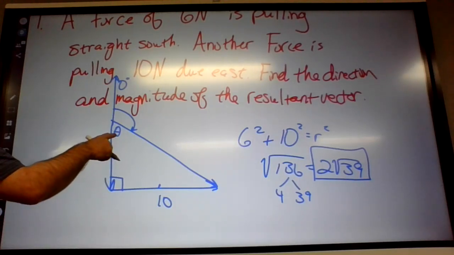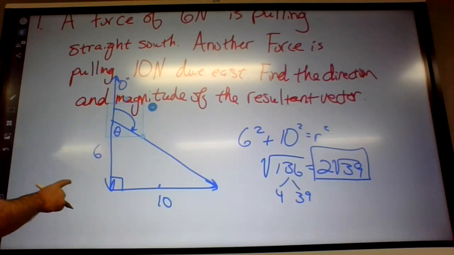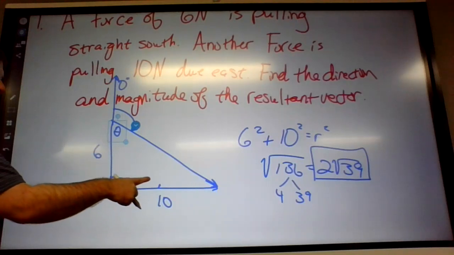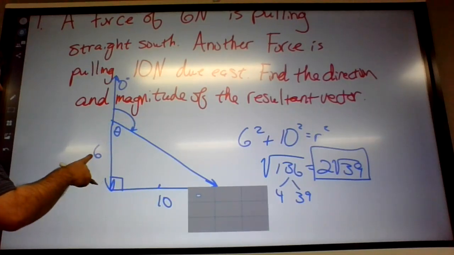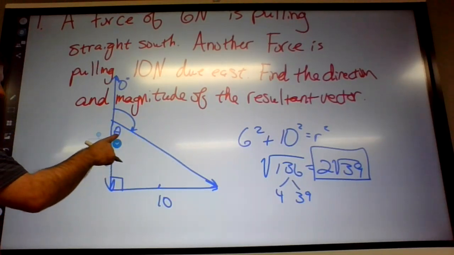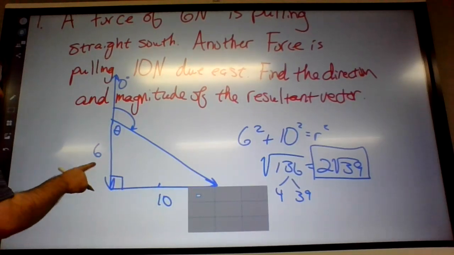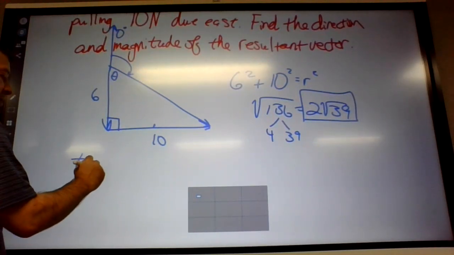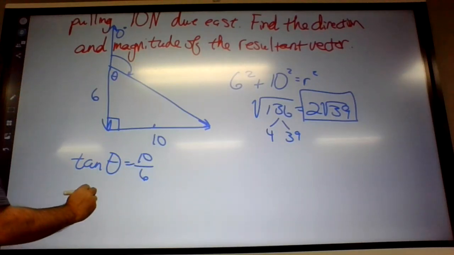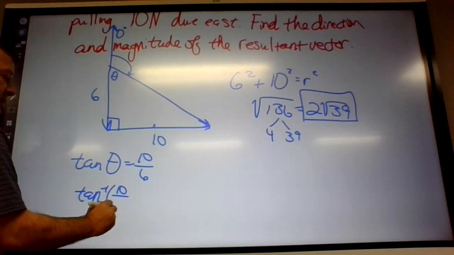180 minus this angle gives us this angle. Okay, so how am I going to find this angle? Relative to this angle, I have opposite and adjacent. We also have the hypotenuse, but that's kind of a mess. So opposite and adjacent are tangent. So tangent of theta equals opposite over adjacent. So to find theta, we need to do tangent inverse.